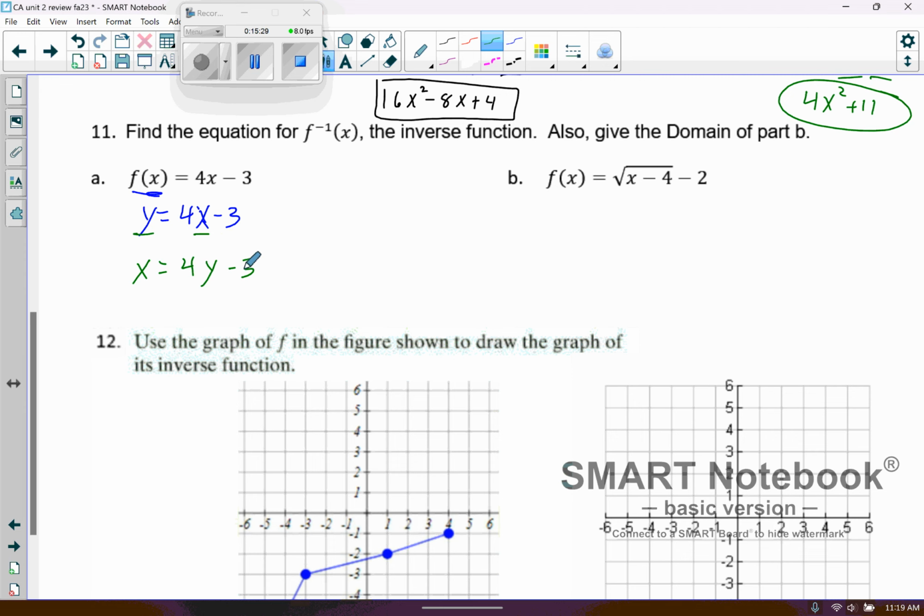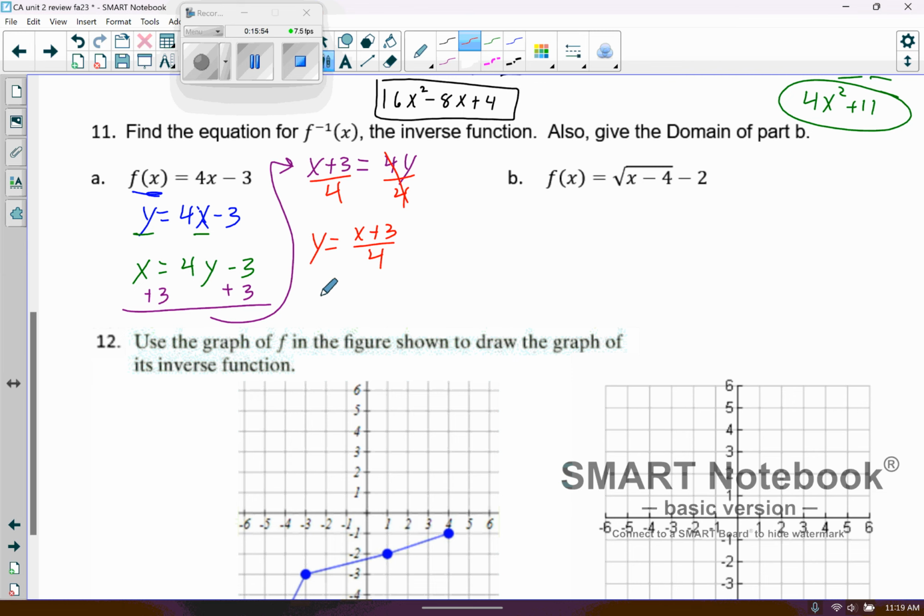And now we need to solve for y. So we'll start by adding 3 to both sides. I'm going to come up here where I have more room. So we're going to have x plus 3 equals 4y. And then we're going to divide by 4. And so we're left with y equals x plus 3 over 4. Or for our function notation, f inverse is equal to x plus 3 over 4.